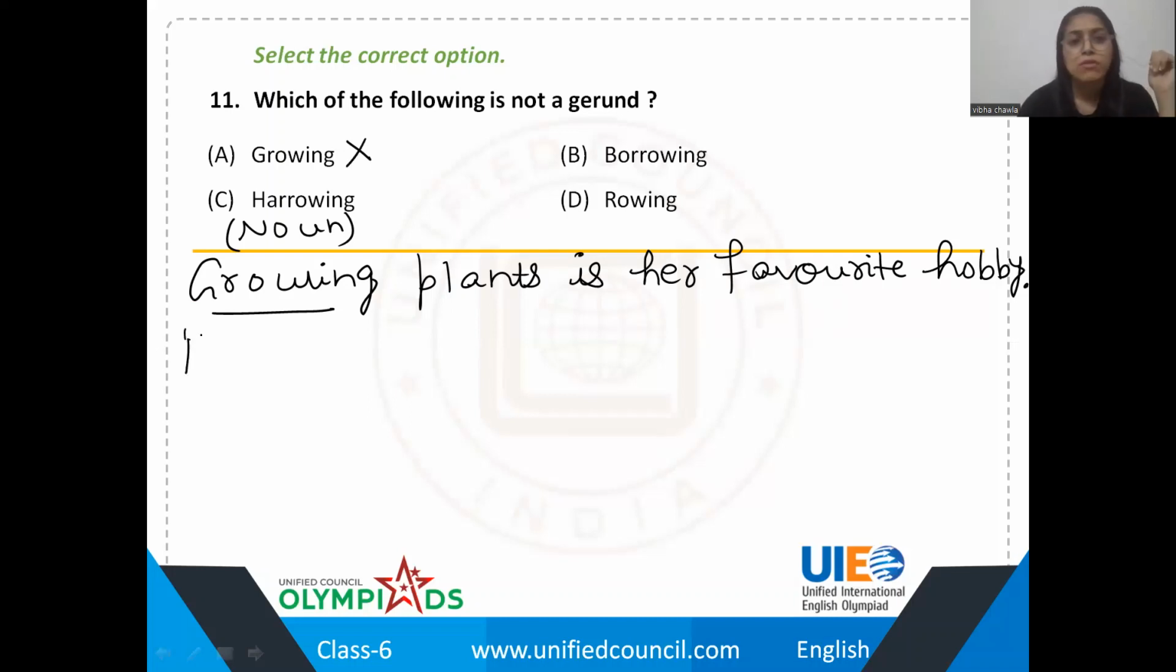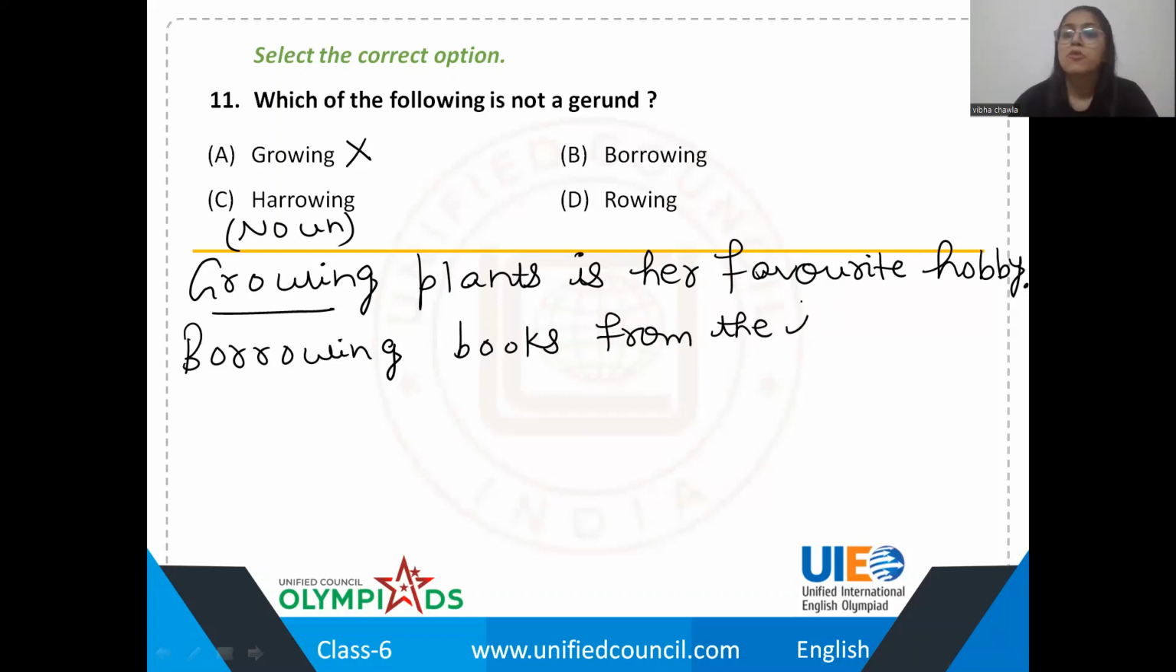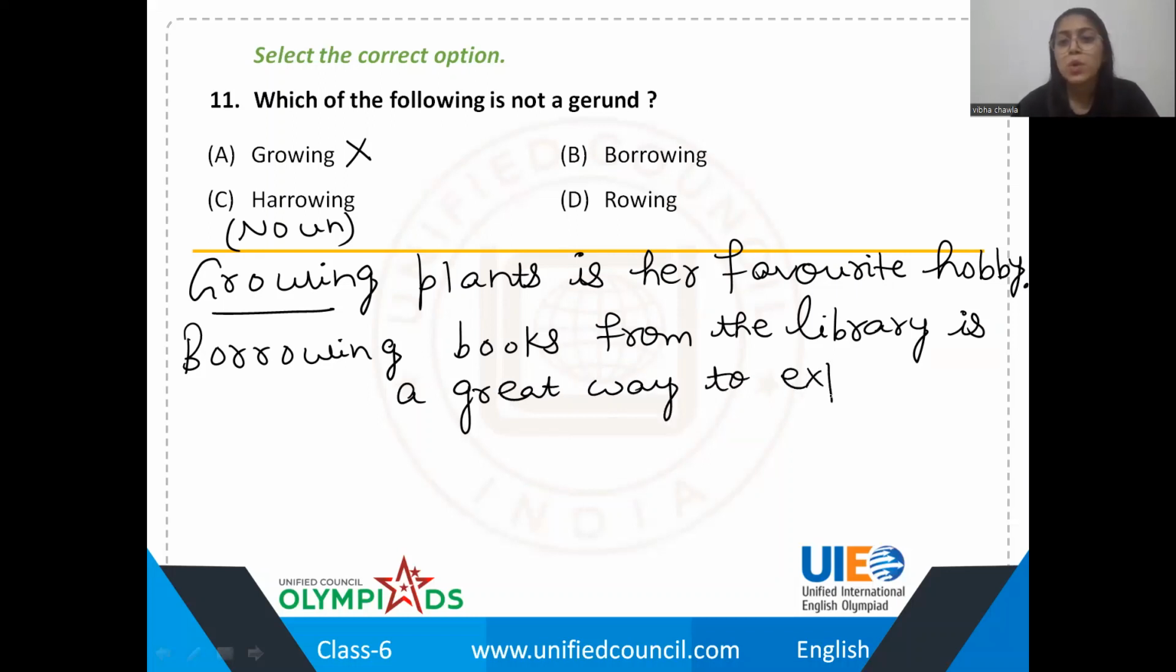Borrowing. For example, borrowing books from the library is a great way to explore new topics. You see, here also in this case, borrowing is not acting as a verb but as a noun, a subject.